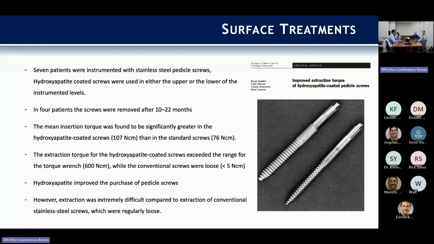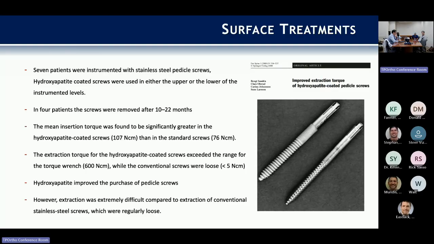So this was another study looking at pedicle screw treatment with hydroxyapatite, and looked at 7 patients with HA-coated screws, half removed 1 to 2 years later. So it showed that HA-coated screws had significantly greater insertion and extraction torque compared to uncoated screws. Some were removed at 10 to 22 months and showed stronger bone integration. However, they were still harder to remove, which can be a challenge in revision surgery.